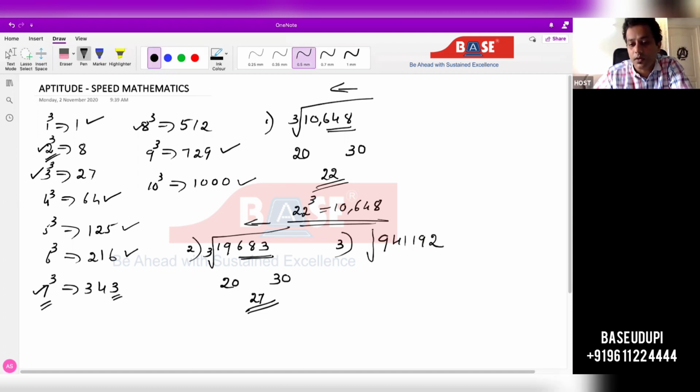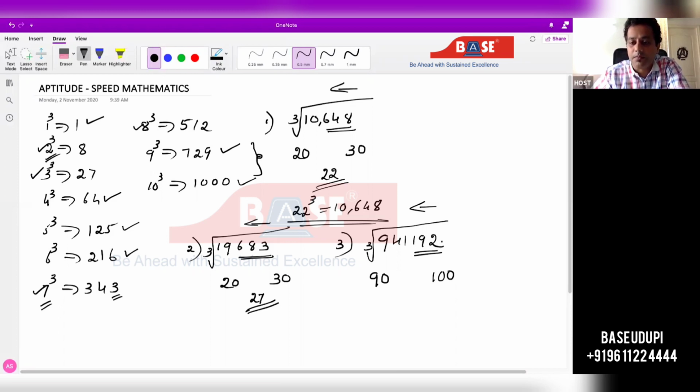Okay, let's take one more number. 941192. Cube root of 941192. Right to left, if I skip the last 3 digits, 192, what's left out is 941. See, 941 is between which two cube numbers? 9 cube is 729, 10 cube is 1000. Here 941 is between 9 cube and 10 cube. So we need to write 9 and 10, with 0 on the right hand side, obviously. So the answer is between 90 and 100.